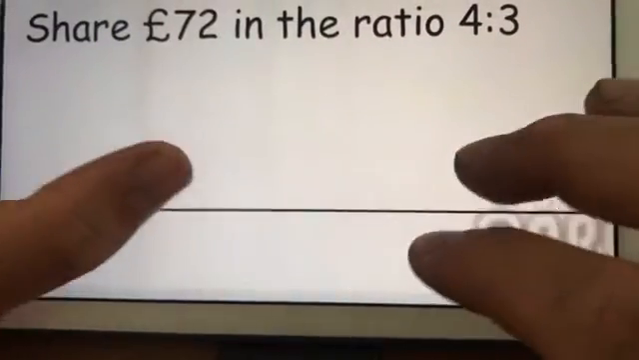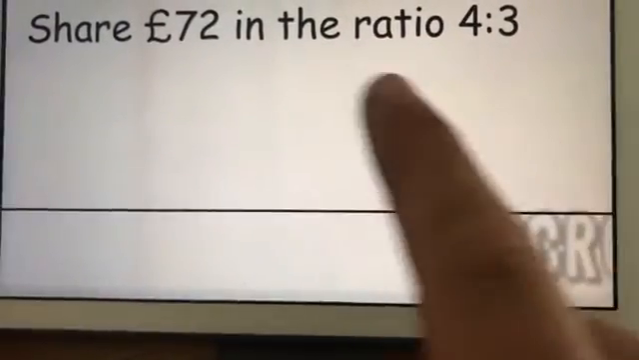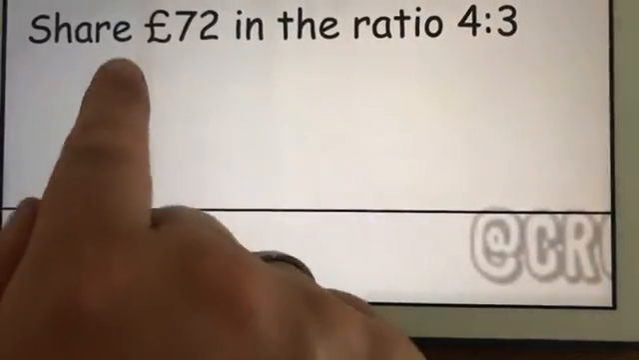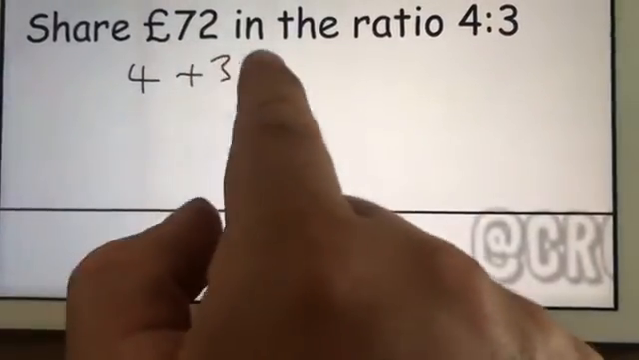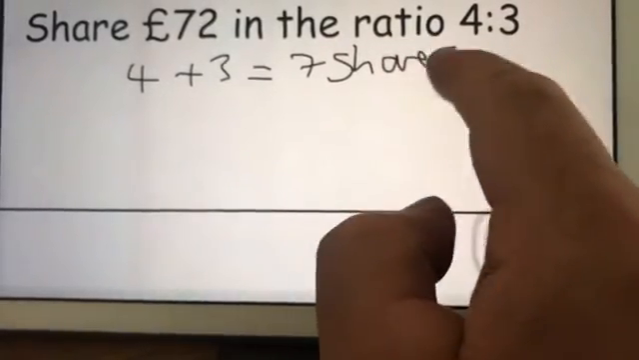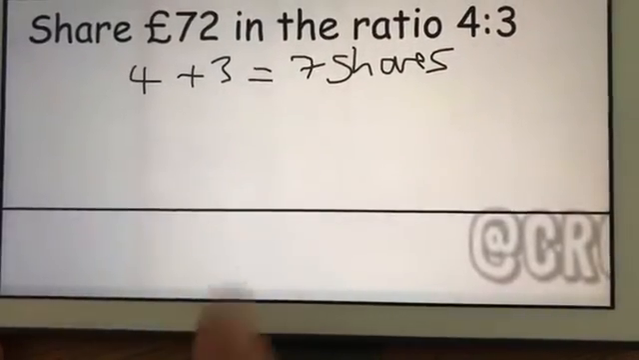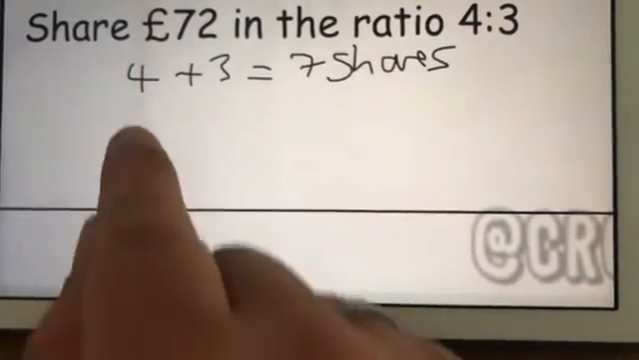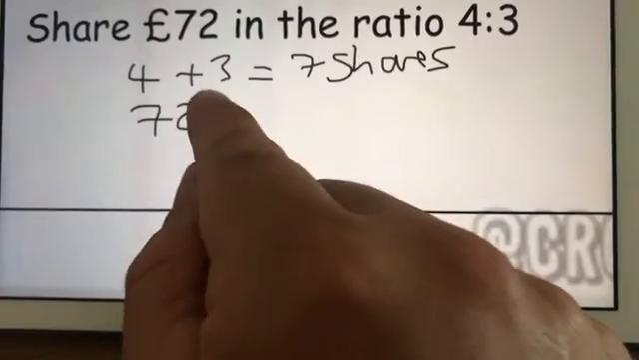Bottom middle, ratio. Those who tuned in yesterday know we did this yesterday. First step is always add these shares together. So my total shares is 4 plus 3, which is 7 shares. Okay, £72, I've got to split that 7 ways. So 72 divided by 7.